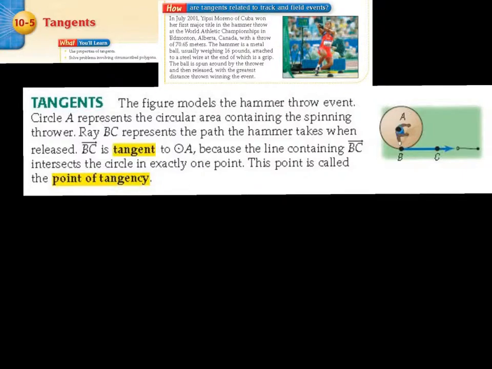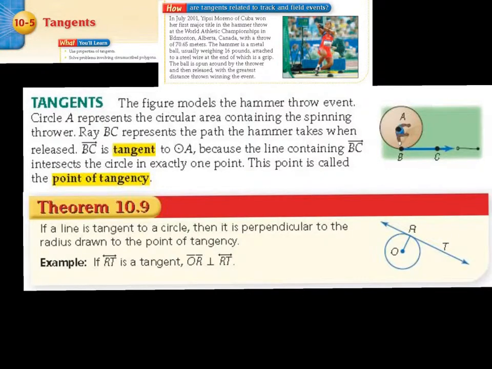Circle A represents the circular area containing the spinning thrower. Ray BC represents the path the hammer takes when released. Ray BC is tangent to circle A, because the line containing ray BC intersects the circle in exactly one point. This is called the point of tangency. If a line is tangent to a circle, then it is perpendicular to the radius drawn to the point of tangency. So in this diagram, if line RT is a tangent, then OR is perpendicular to RT.